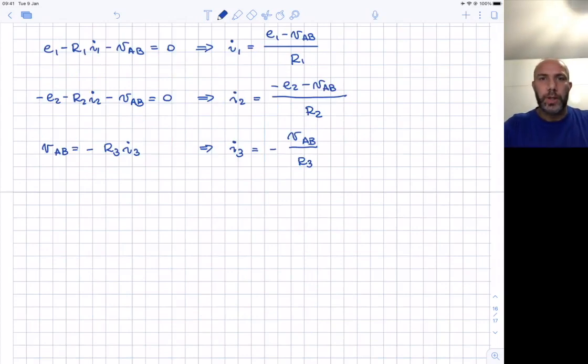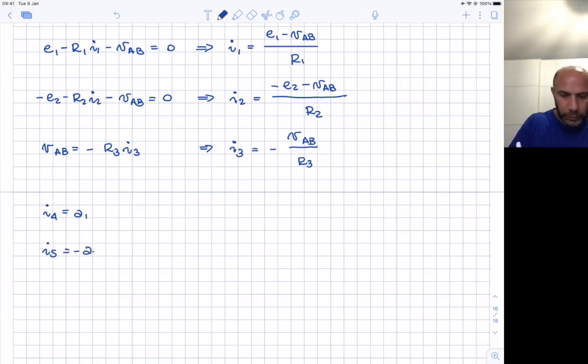For the branches with the current generators, the current is impressed and equal to the current of the current generator. In the case of the current generator A1, we have that I4 equals A1. But for the current generator A2, the impressed current has an opposite direction with respect to I5, and so we have to say that I5 equals minus A2.